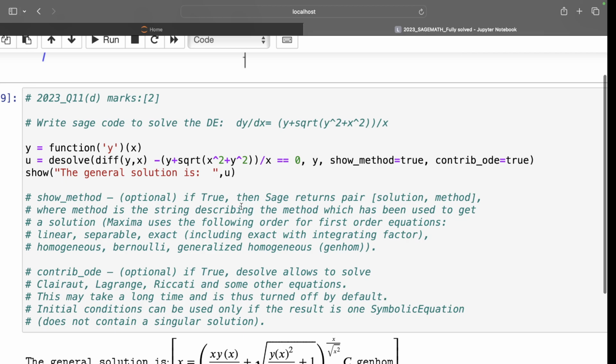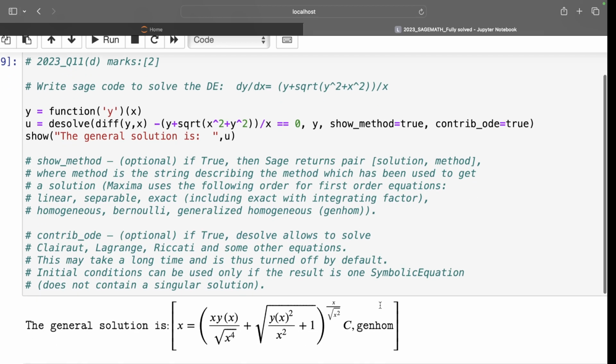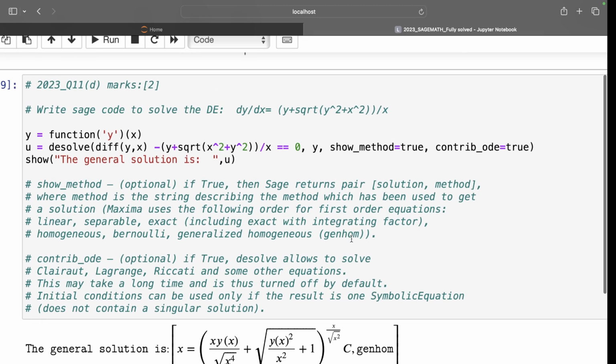If true, then Sage returns the pair of solutions and the method. Here the method is the general homogeneous solution, and contribution true is used when this can solve Clairaut, Lagrange, Riccati and some other equations, which allows these solutions.